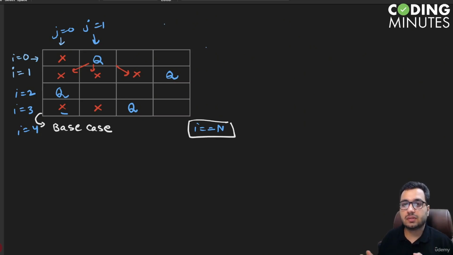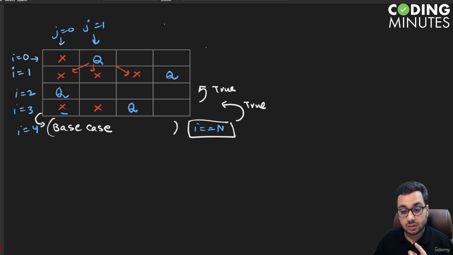We are not going to make any further calls. We are going to return true. So this row gets to know that the remaining problem, which is an empty grid, was solved, and I should tell my parent that the remaining grid is solved. So this will return true. This true will be returned back to the second row, then back to the first row, and then back to the main.